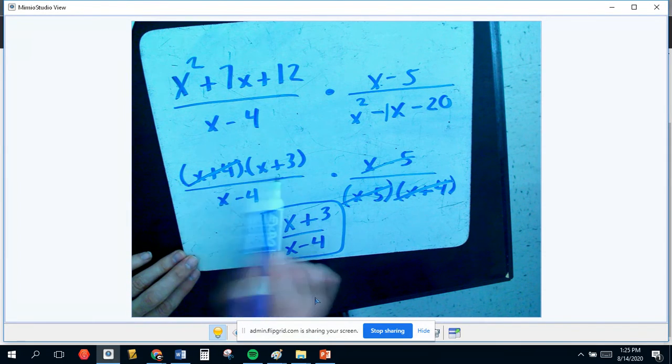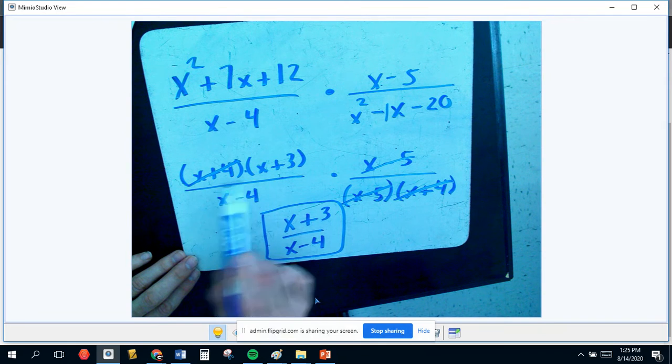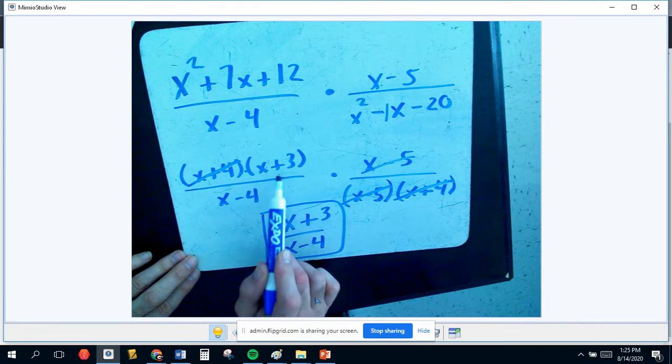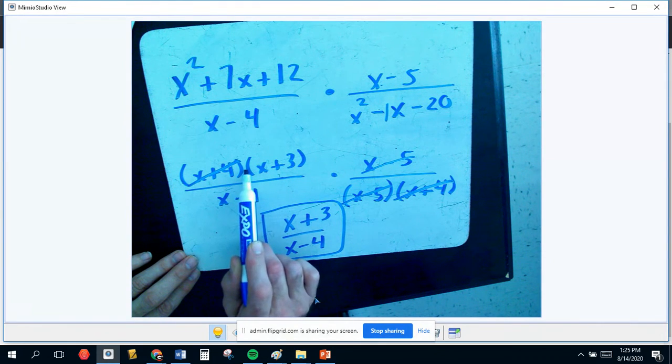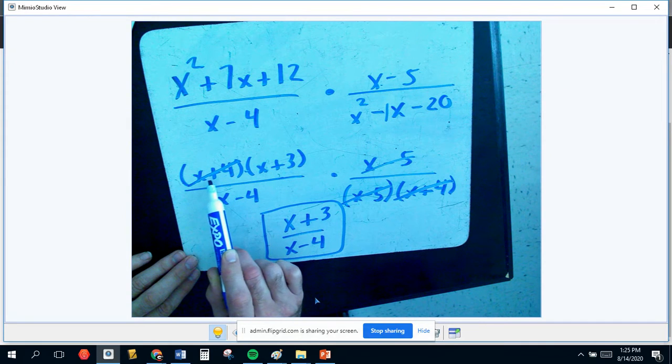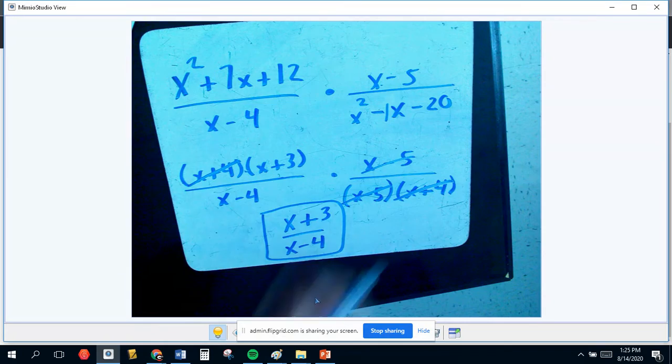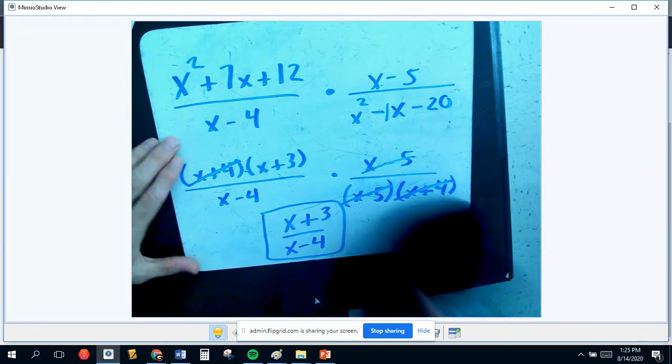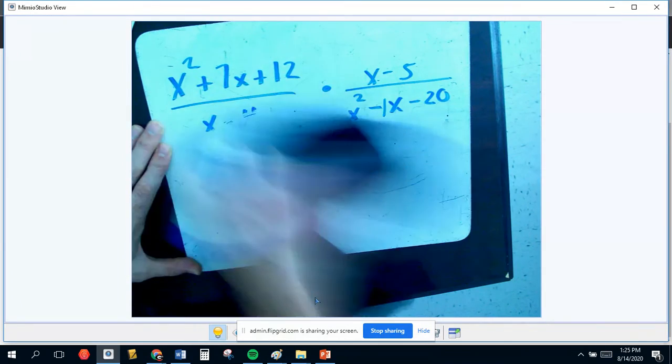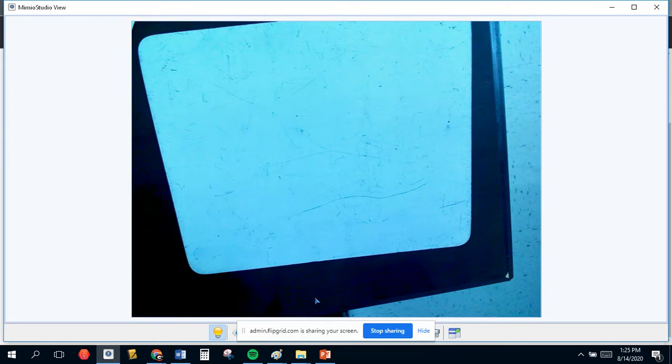And to make sure we understand that it's okay to take the x plus 4 away from the x plus 3 because there's a multiplication symbol between those. We just don't want to take things separated by plus or minus signs. So be careful there. All right, so we'll transition to a division problem, which is very similar.